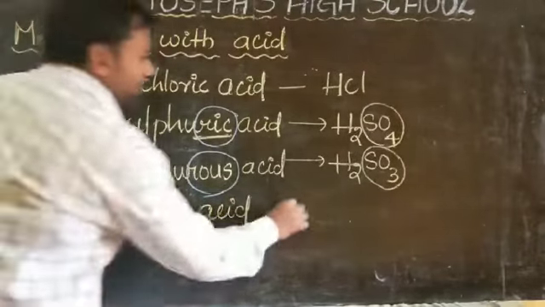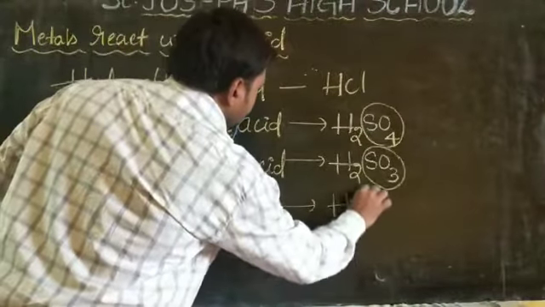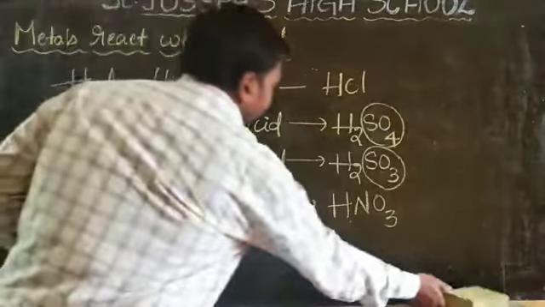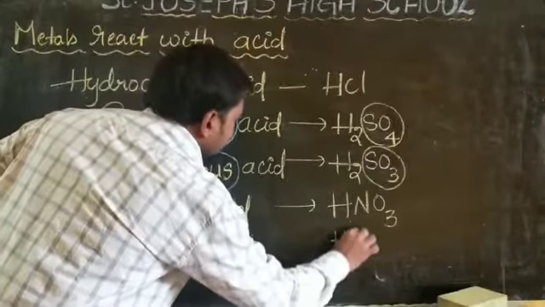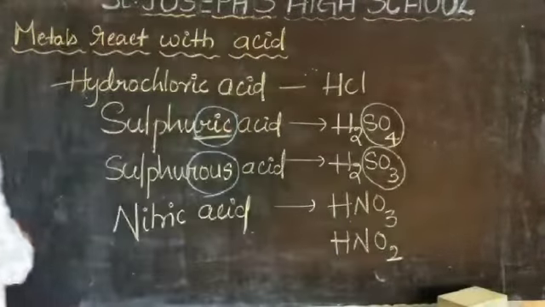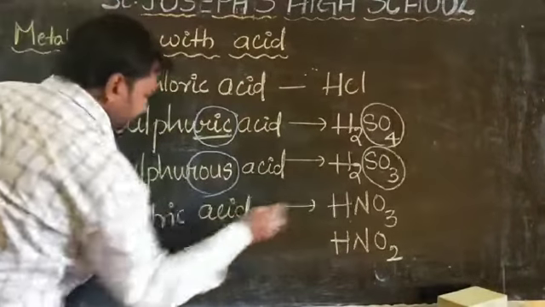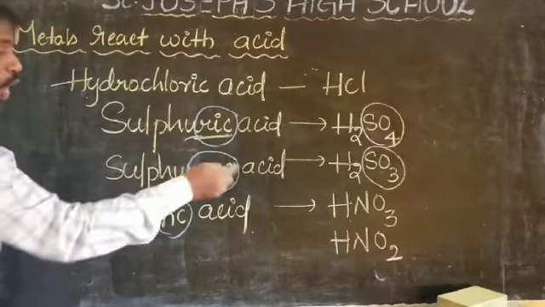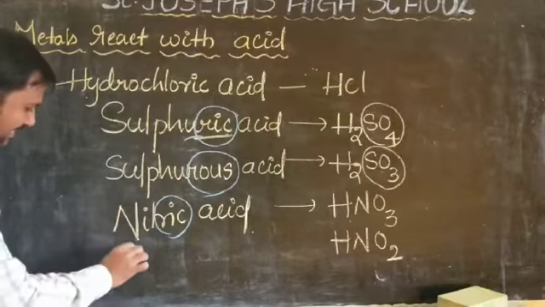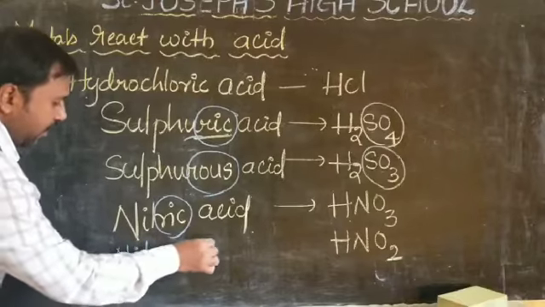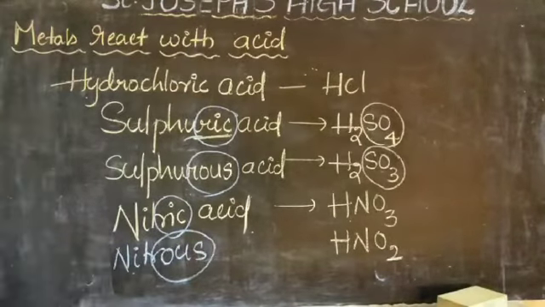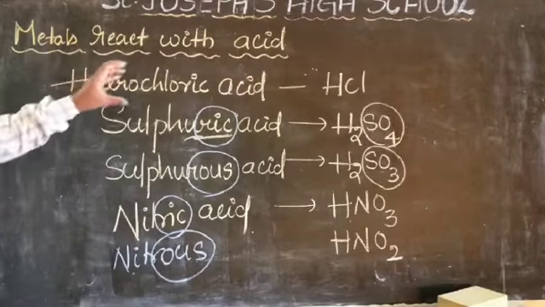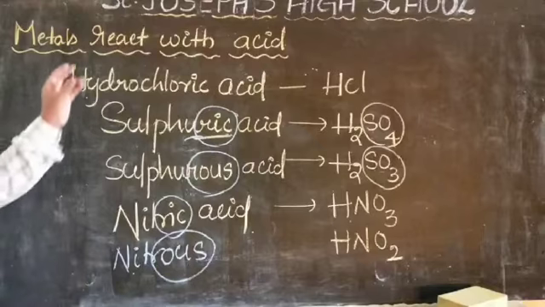Nitric acid. Formula HNO3. Suppose here also sometimes HNO2. Okay. O3 is there means ric. Same like this, O2 is there means what? Nitrous, R-O-U-S. Nitrous acid. Children, at your 8th class level, minimum you have to remember some important acids' names as well as formulas.